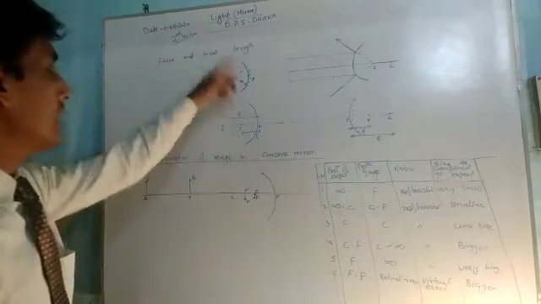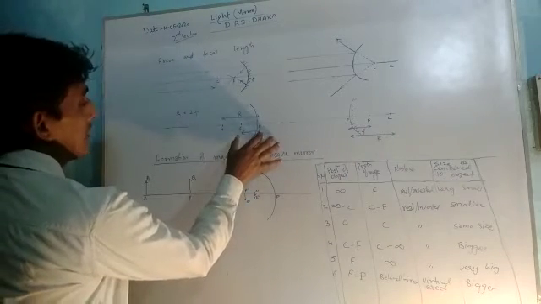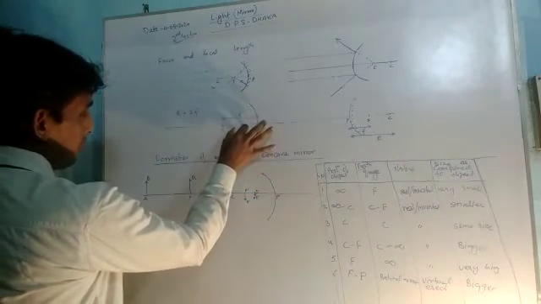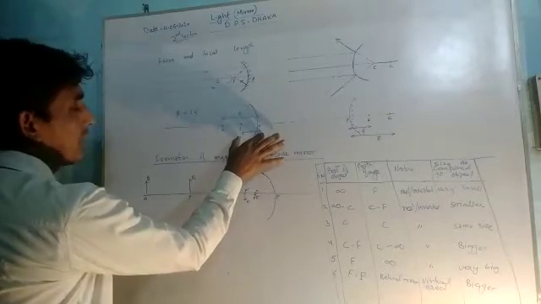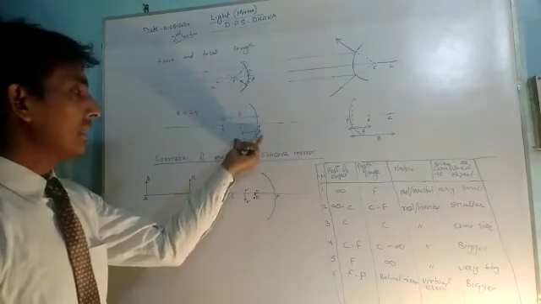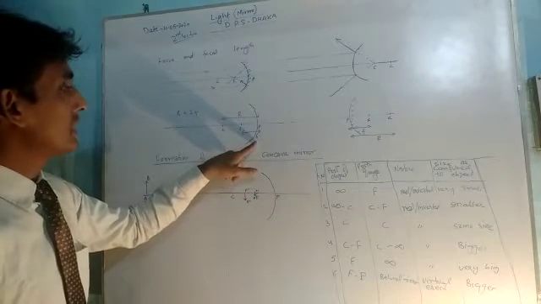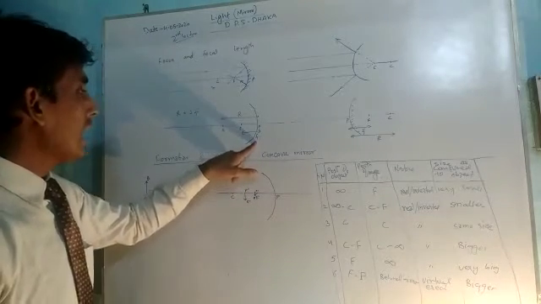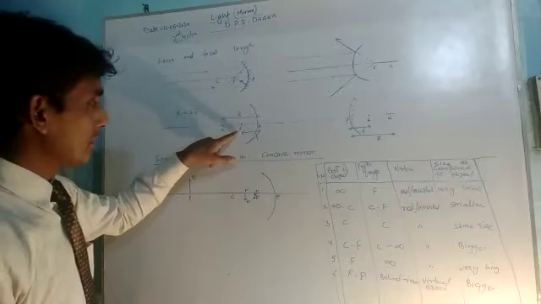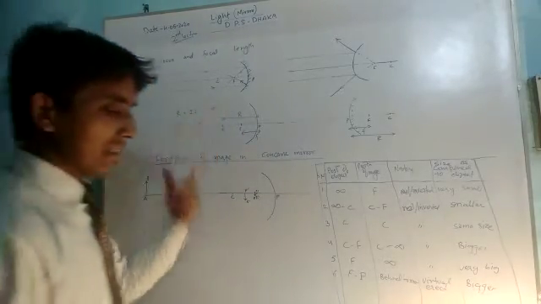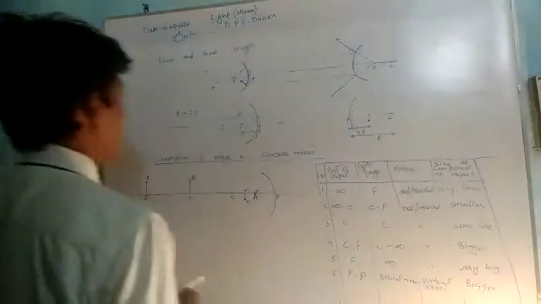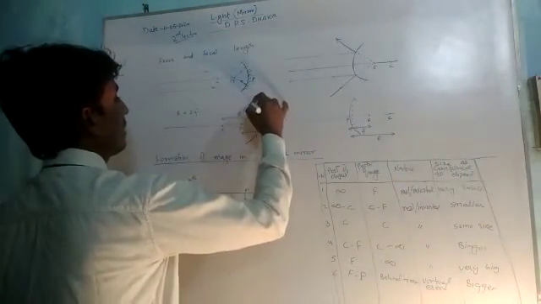So what is focal length? Focal length is the distance between focus and pole. The distance between focus and pole is called focal length, and the focal length is represented by a small letter f, and the point focus is represented by capital F. And what is R here? Radius of curvature. What do you mean by radius of curvature?